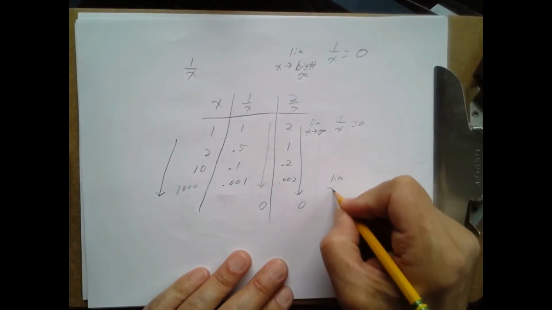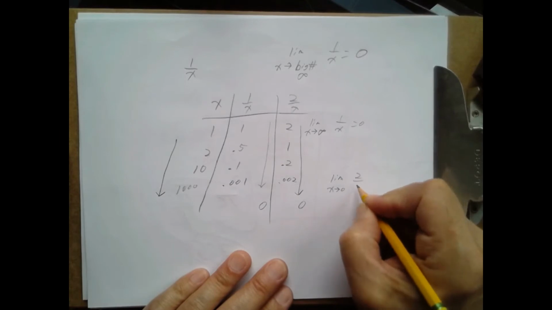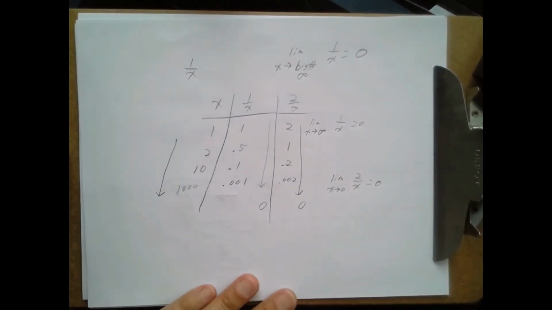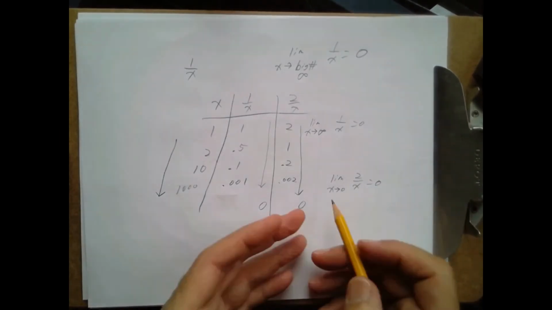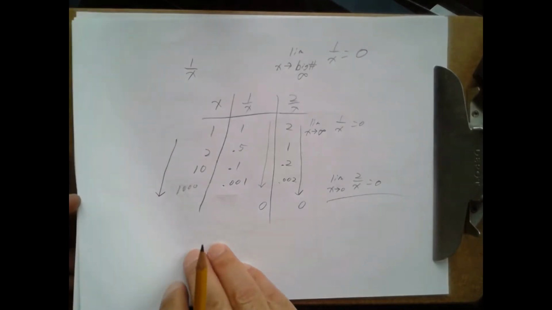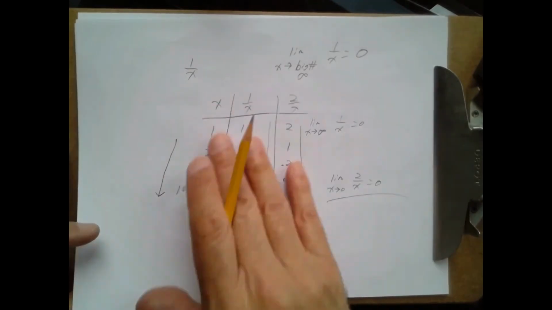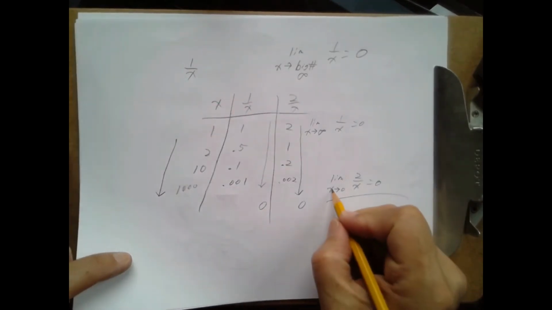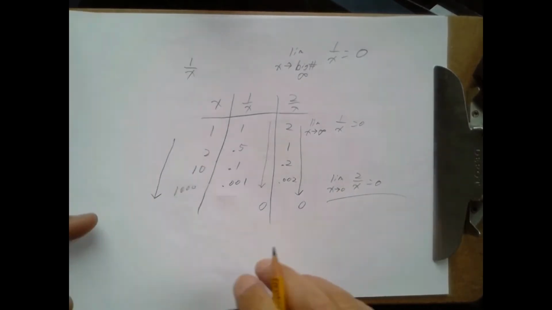So we can write limit as x approaches infinity, 2 over x equals 0. And that can be kind of weird and confusing when you encounter it, but this is all it's doing. It's describing what happens as this number gets closer and closer to 0.